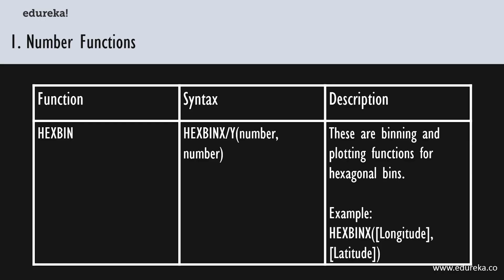Next, we have hexbin. Now, basically what it does is it maps an x and y coordinate to the x coordinate of the nearest hexagonal bin. Now, these bins have side length 1, so the inputs may need to be scaled appropriately. Now, the hexbin x and the hexbin y are binning and plotting functions for hexagonal bins.